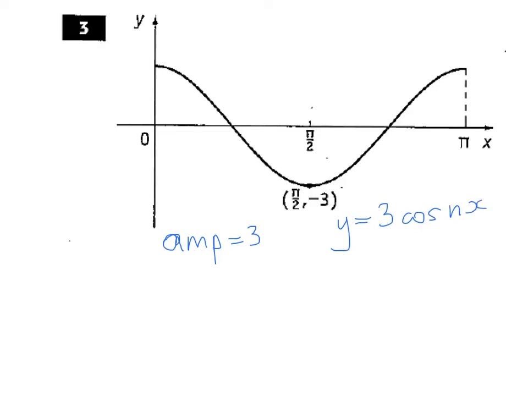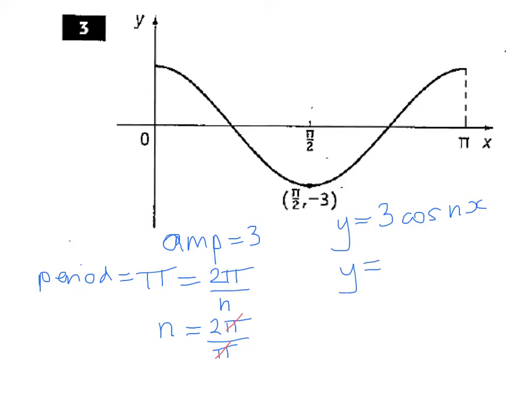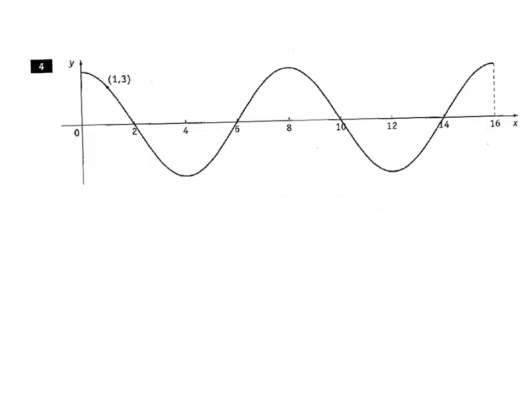Now to find out what n is, remember we said the period is pi. So if the period is pi, and remember the formula to calculate the period is 2 pi on n, then we can rearrange this equation to solve for n, and you can see that the pi's cancel and n is 2. So the equation of our graph becomes y equals 3 cos 2x. Pretty cool.